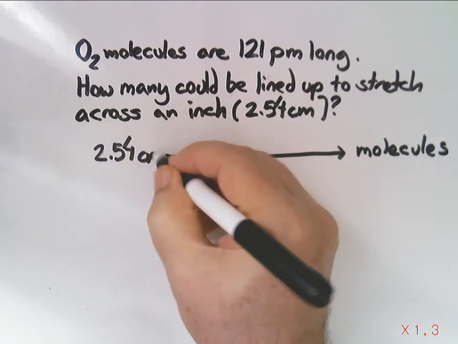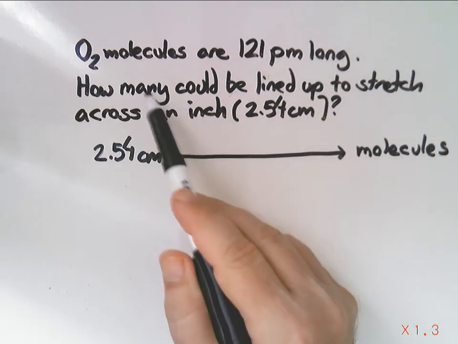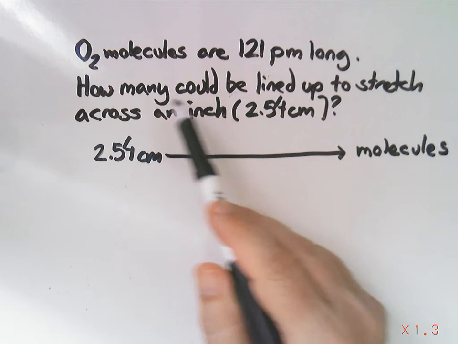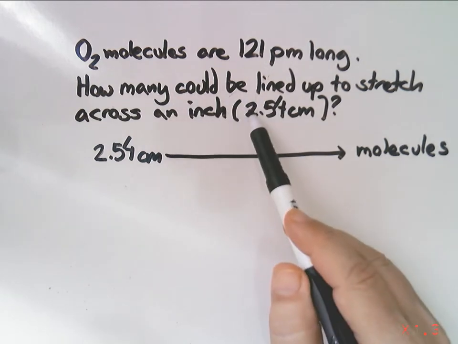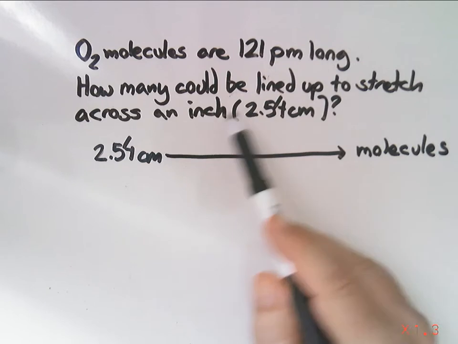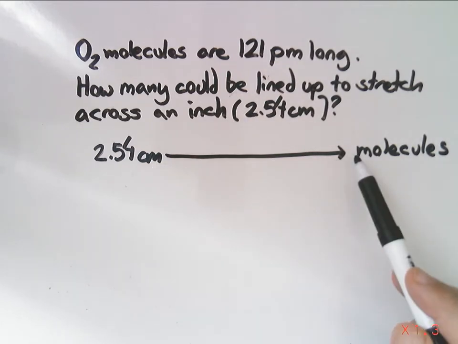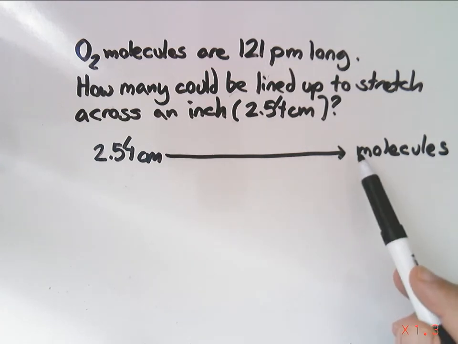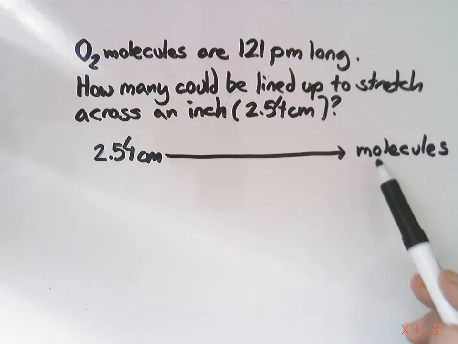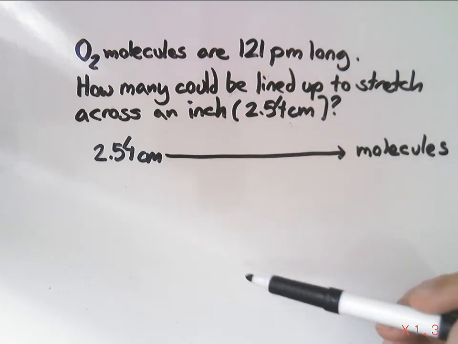Now, how do I know I start with that instead of the 121 picometers? Because look at what you're trying to do. Look at how the question is asked. How many molecules could you line up to stretch across 2.54 centimeters? So basically what you're doing is you're converting 2.54 centimeters into molecules. You're cutting up 2.54 centimeters into little pieces that are molecule sized. And you want to know how many molecules you're going to get when you do that. So that's how you know that that's the starting point and not 121.